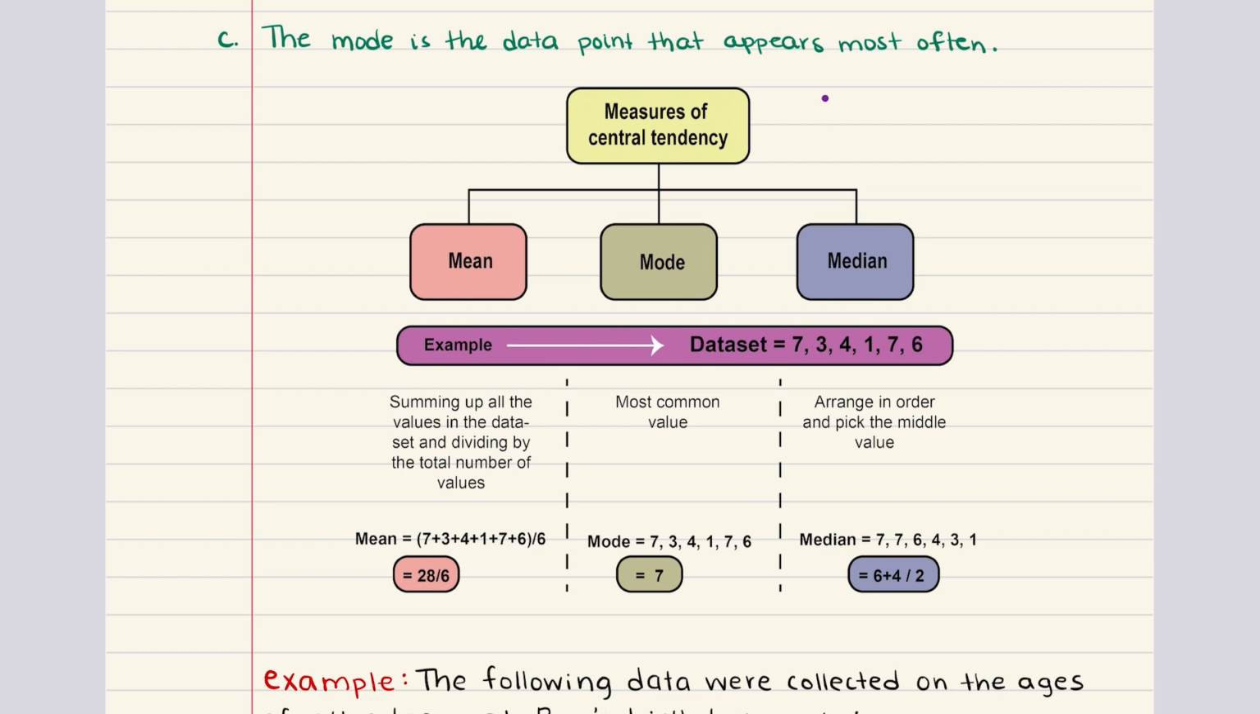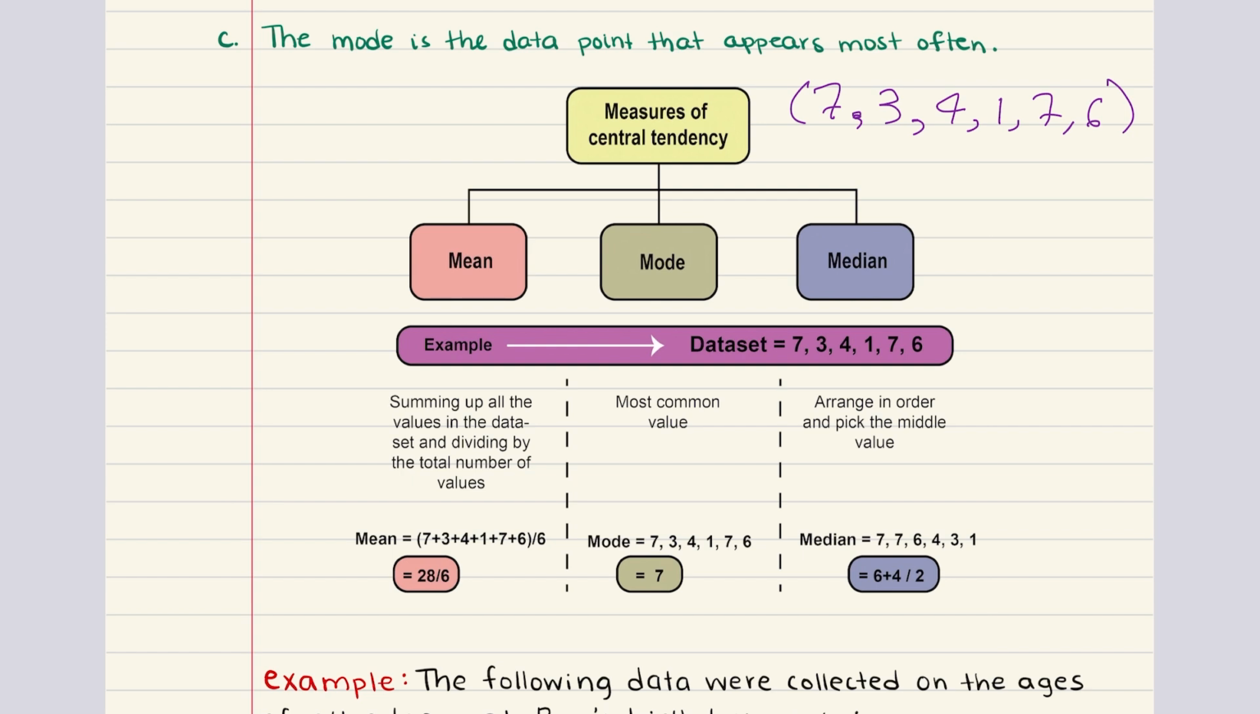So once again, in the same data set we saw when we calculated the mean and the median, 7, 3, 4, 1, 7, 6, do we see any numbers that appear more than once? And the answer here is yes. The number 7 appears twice, so that means it is the mode for this data set.